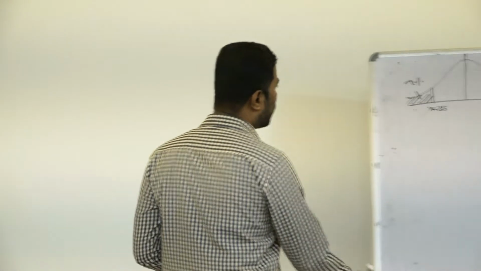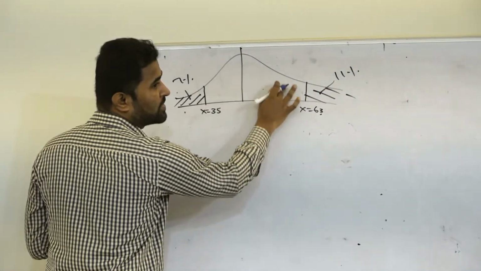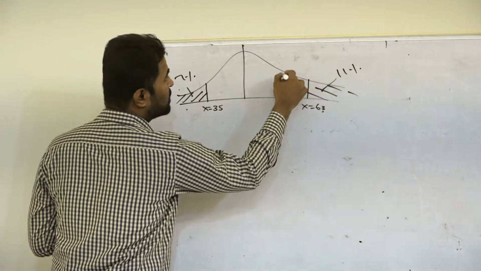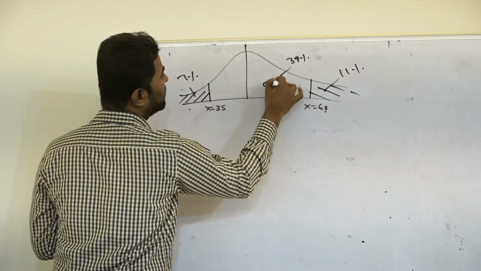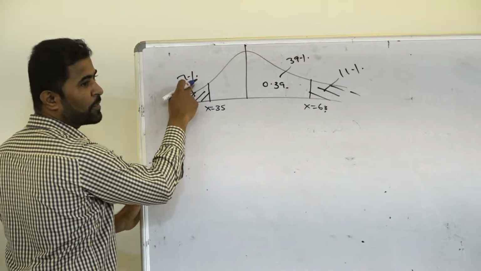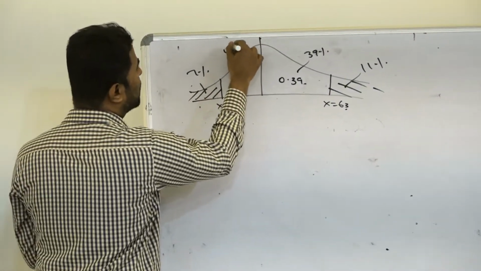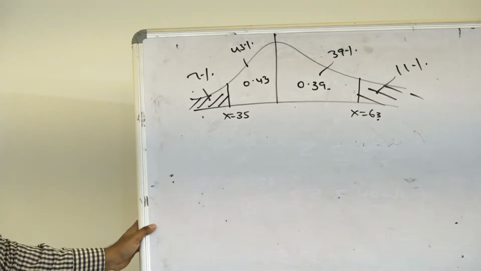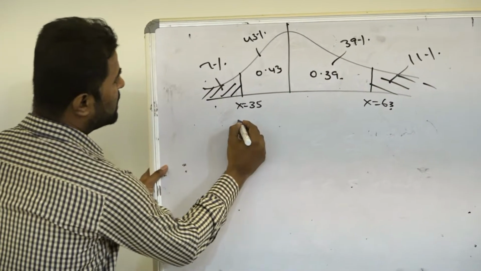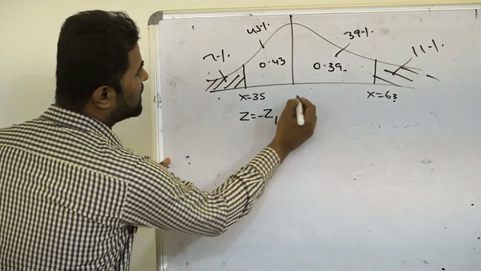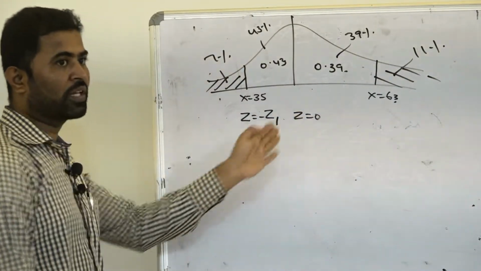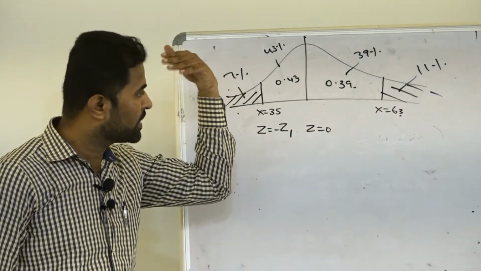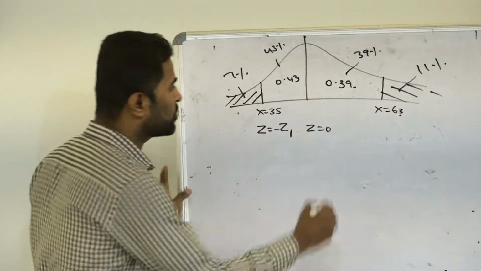Now what you have to do is, this is your 50% region. Here already 11% is occupied, so this becomes 39%, 0.39. And here already 7% is occupied, so this becomes 43%, 0.43. Then according to this, I should name it as z equal to minus z1, because this is z equal to 0. Whatever I get on the left side becomes minus, and whatever is on the right side becomes plus. So z is equal to z2.